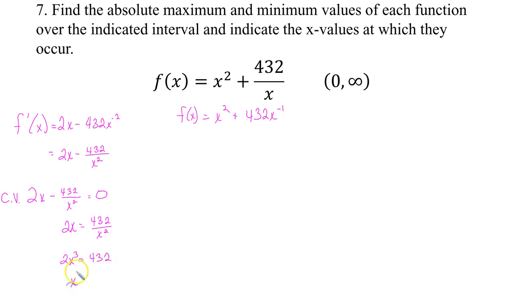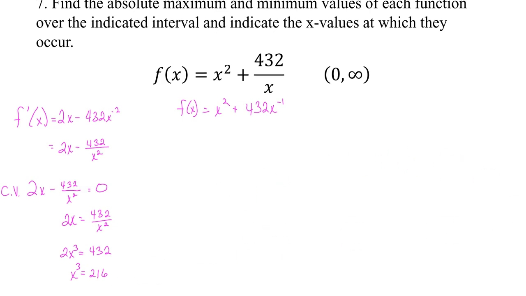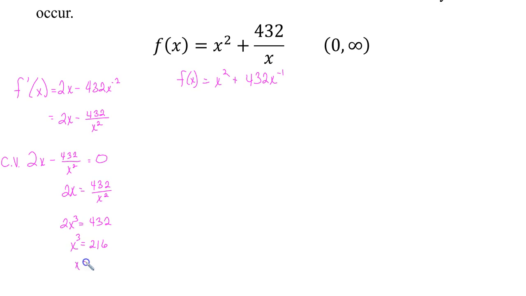And I'm going to divide both sides by 2, and I'm going to get x cubed is equal to 216. And I bet if we take the cube root of 216, we find that we get 6. So the cube root of 216 is 6. So x is going to be equal to, and it's not a plus and minus, it's just a 6.